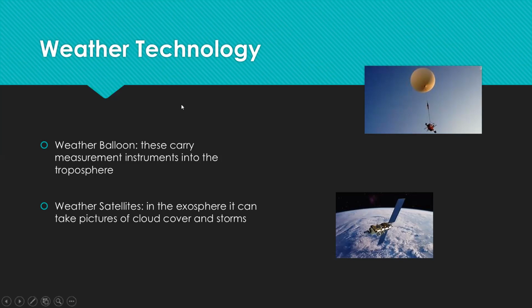Now, the most prominently used thing are weather satellites. These are actually in the exosphere, that's the very outermost layer of the atmosphere. We've learned about that. These satellites are high tech, and they're able to send back amazing pictures and gather good information about what's going on at Earth's surface. So this is our primary use of weather technology now.